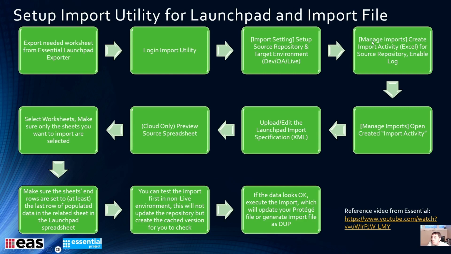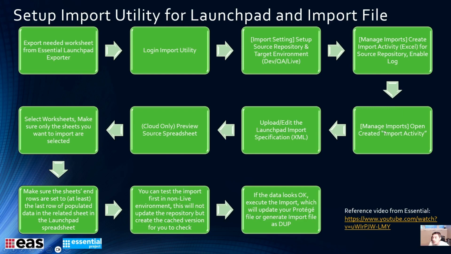And then switch to manage imports. You will create an import activity, which is based on the Excel file. This Excel file comes from the first step you got. But when you export from the Essential Launchpad exporter, you get XML format, and you can save as Excel after you input the necessary data that you want to bulk load. Then please enable the log so that you can check if any error happened.